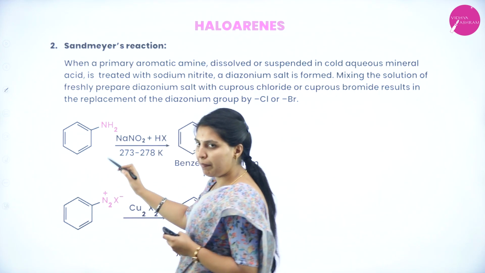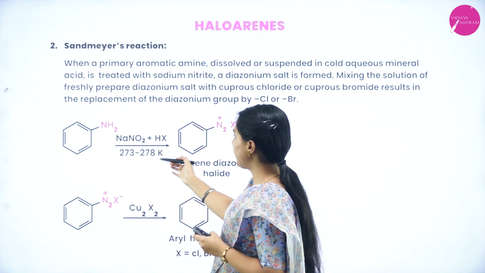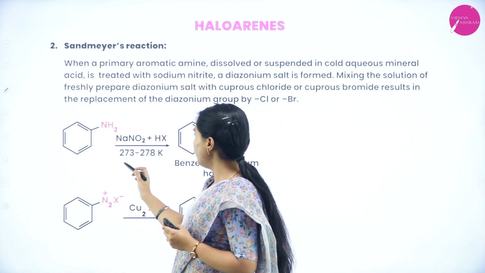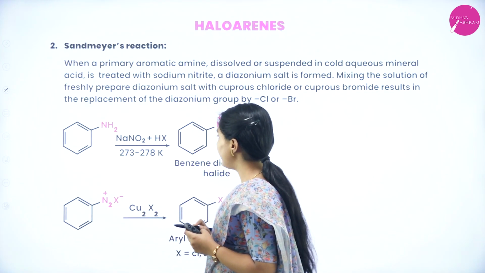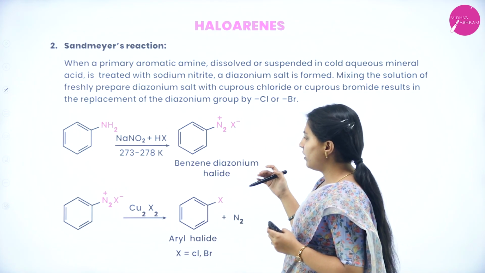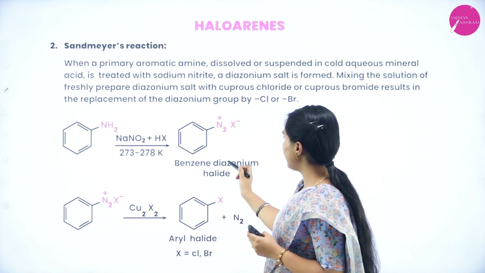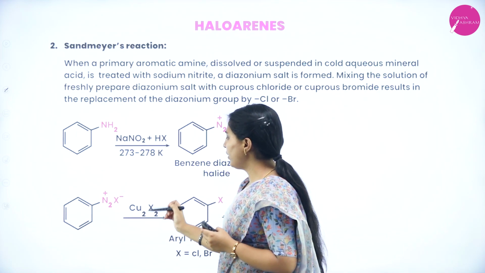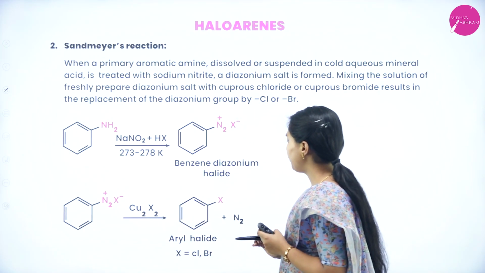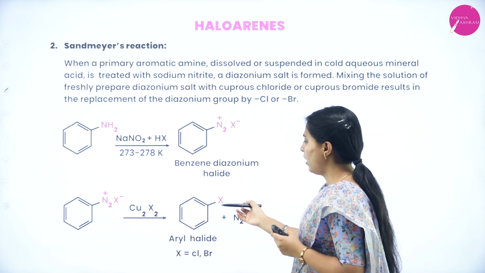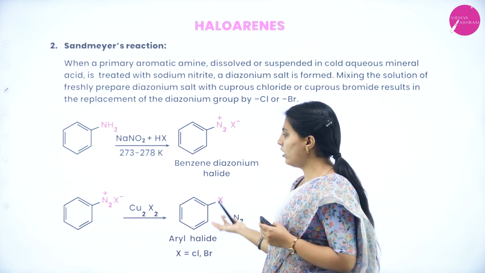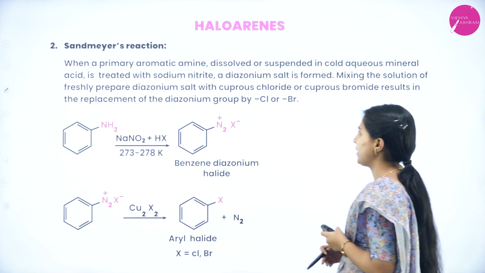Here, a primary amine is treated with sodium nitrite and hydrogen halide at 273 to 278 Kelvin. The diazotization reaction takes place and benzene diazonium halide is formed. Next, when treated with cuprous halide, it forms aryl halide, and that halide may be chloride or bromide.